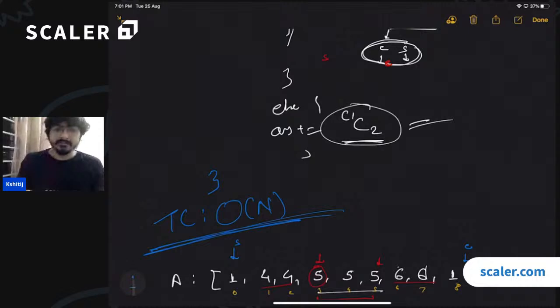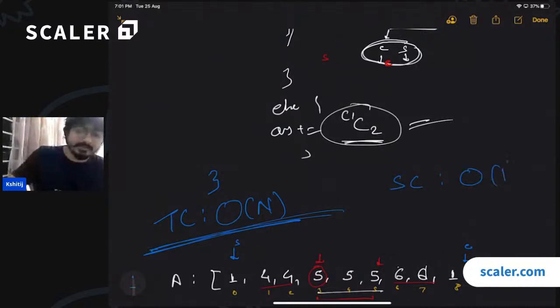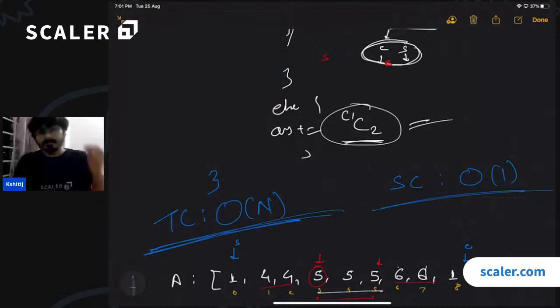And what is the space that we have used? We haven't used any extra space, right? So space complexity remains constant. Okay.